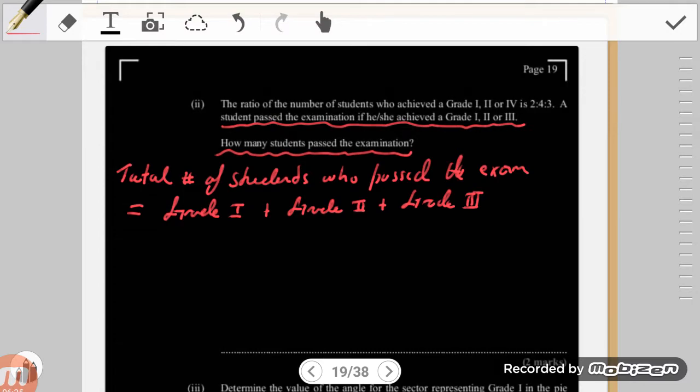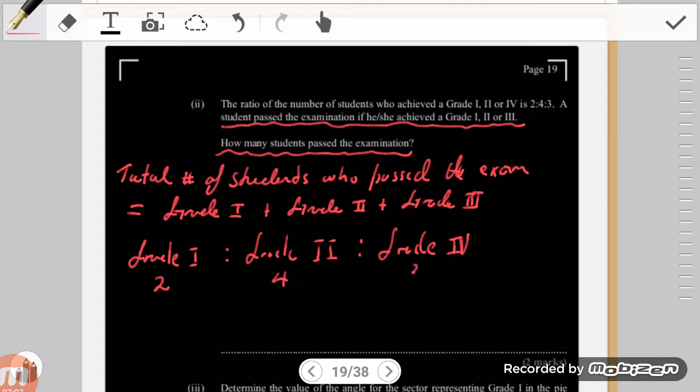So the ratio, let's look at the ratio. We'd have grade 1 to grade 2 to grade 3. Okay, there's no 3, this is 4. So we're comparing grades 1 to 2 to 4, and the ratio is 2 to 4 to 3. That's the ratio. Alright, so what do we do here now, guys?